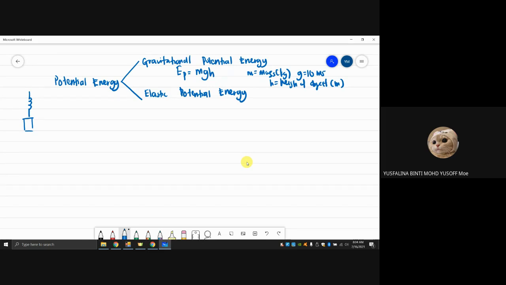The moment that you put the load and the spring is stretching, that moment we say the spring has the elastic potential energy. Or maybe you can take another example like the rubber band. At the moment you stretch the rubber band, it is said to have the elastic potential energy. And then after you release, the rubber band will come back to its original position, so it will change to kinetic energy because there is a movement.